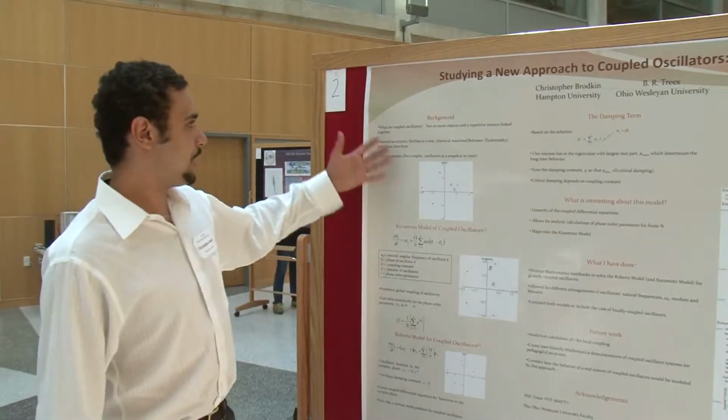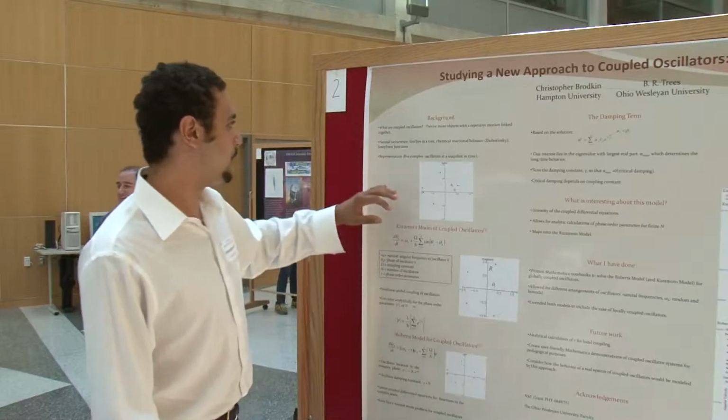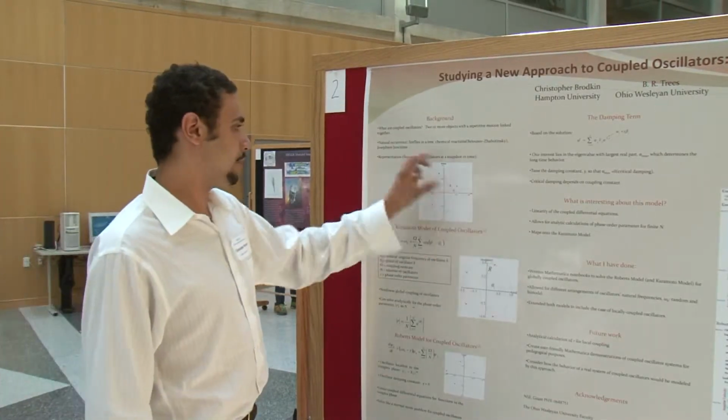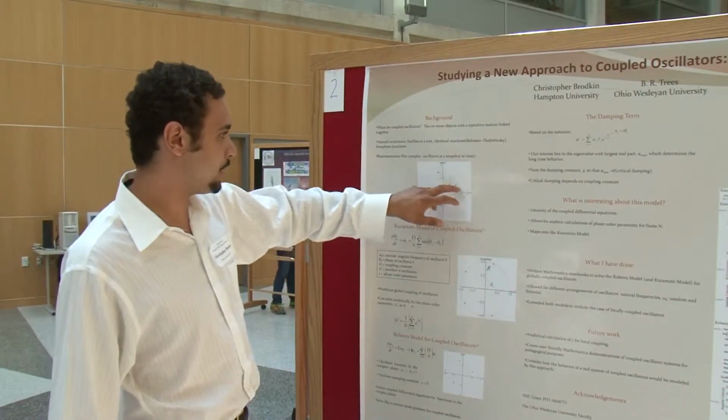So first, we decided to define an oscillator. And what we did is we represented our oscillators by dots in the complex plane. They're free to move about. Each has a radial coordinate and a theta.